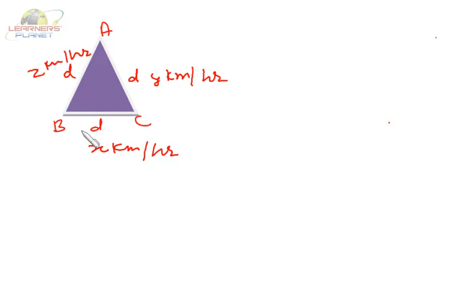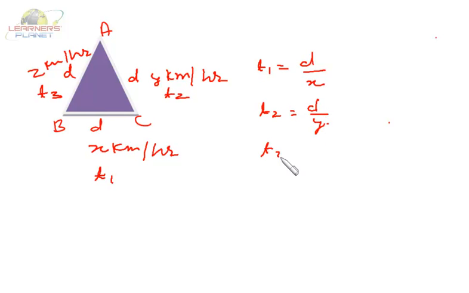Now let's assume that to cover distance d at x kilometer per hour, the person takes time t1. Here the time is t2. Here the time is t3. Now what is t1? Distance upon speed. So the distance here is d and the speed is x. Similarly, t2 is d by y and t3 is d by z.